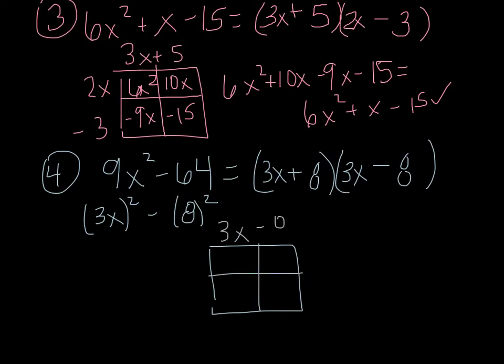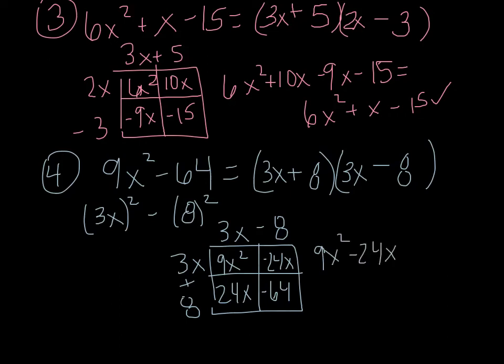So if we do 3x minus 8 times 3x plus 8, 3x times 3x is 9x squared. 3x times negative 8 is negative 24x. 8 times 3x is 24x. 8 times negative 8 is negative 64. So if we write it out, 9x squared minus 24x plus 24x minus 64. And when we combine like terms, we've got 9x squared minus 64. So it checks.